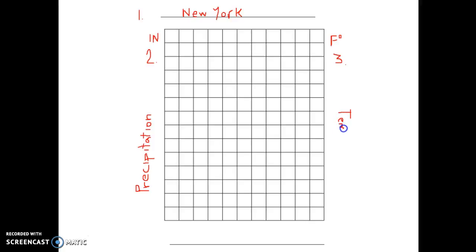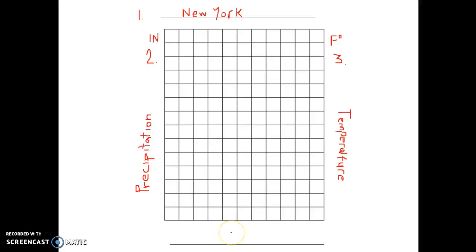So make sure you put the word temperature on your paper, just like I am on my paper. Temperature. Sorry about that. I know it's hard to read. It's a little hard for me to write. Again, this is just a practice. You will be doing this on a graph piece of paper for your biome.